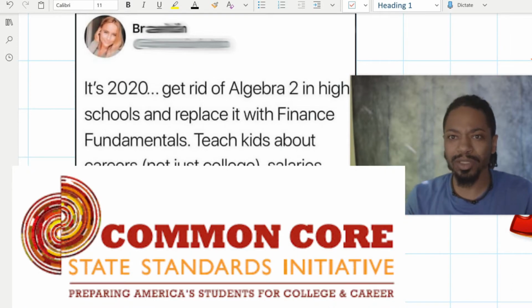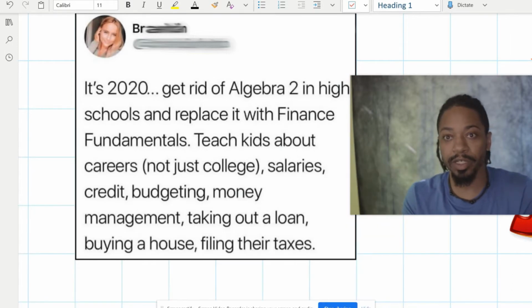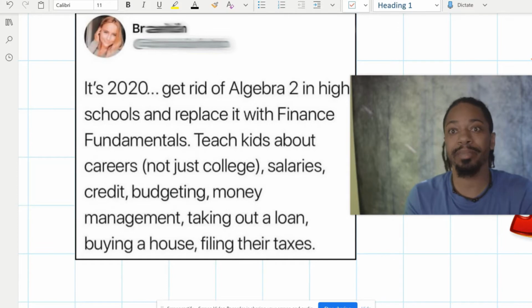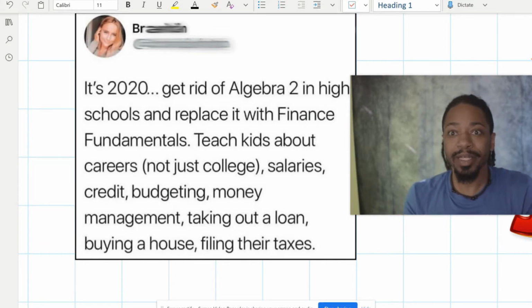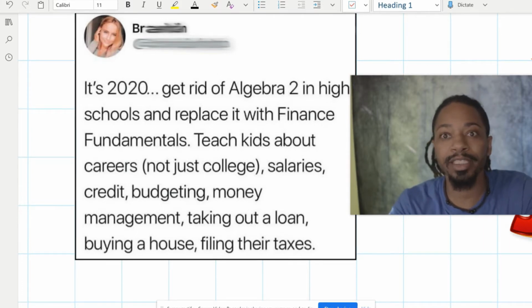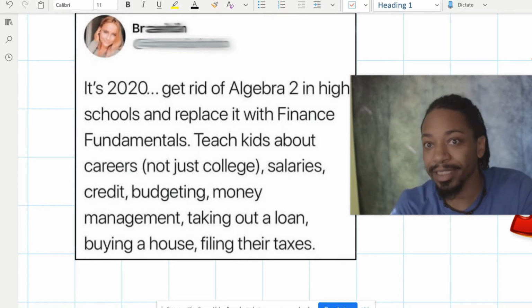Now, the Common Core State Standards haven't always been around for math. They just came out about a decade ago. And so since then, there have been standards for high school math, specifically in the Algebra 2 area, that deal with money management and budgeting and filing taxes and loan repayment.